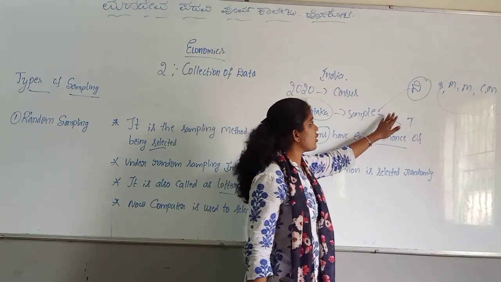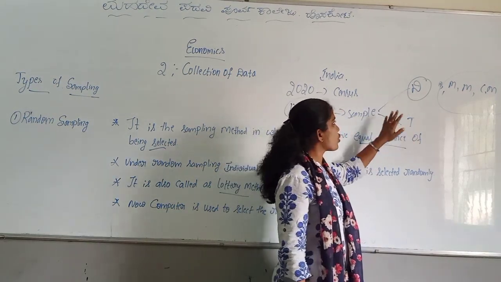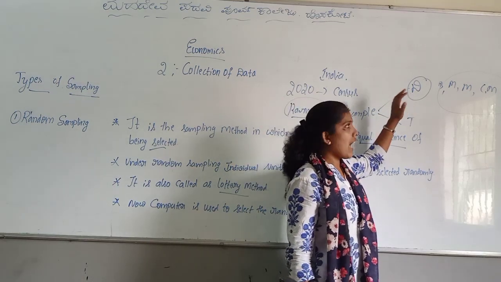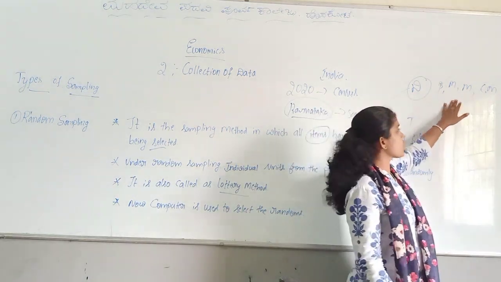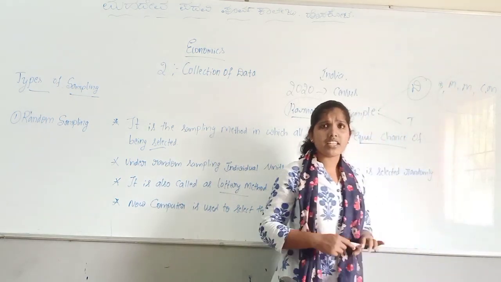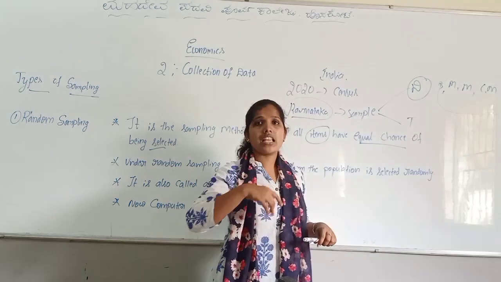Again I can divide it into districts and taluks. So in Karnataka there are many districts. So what I did, I selected Bangalore, Mysore, Mangalore, Chikmagalur. I selected the districts randomly.